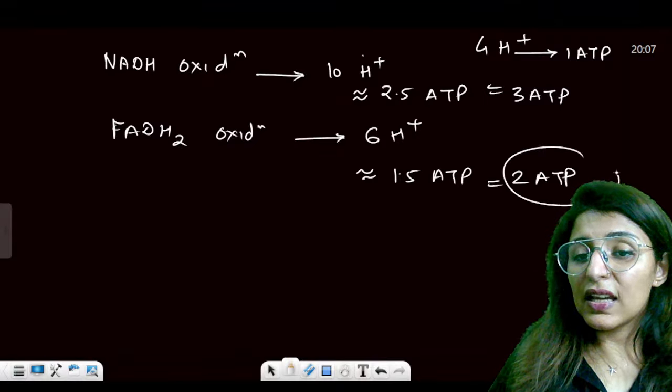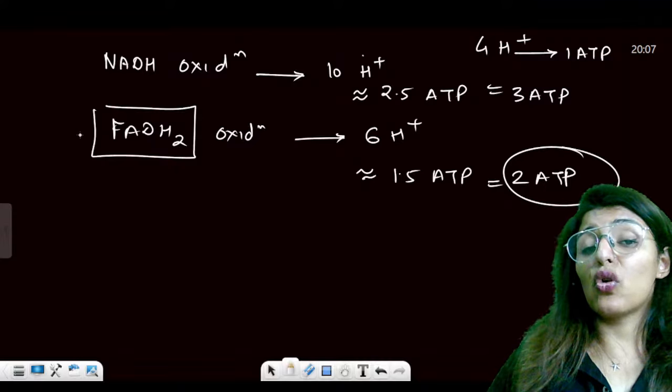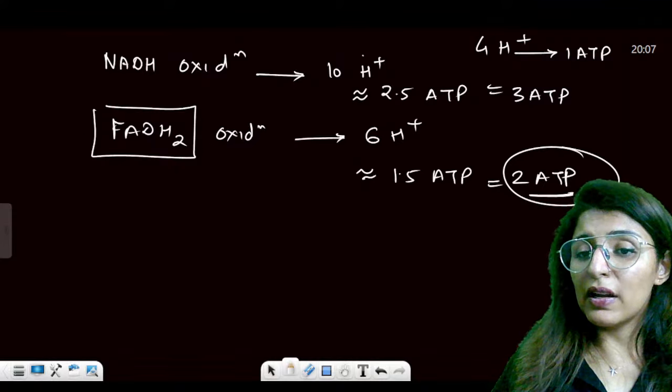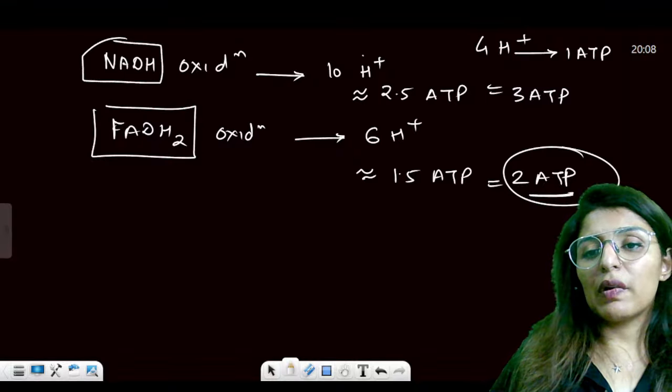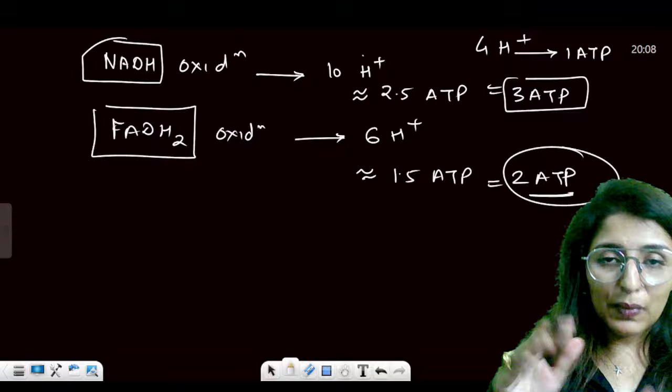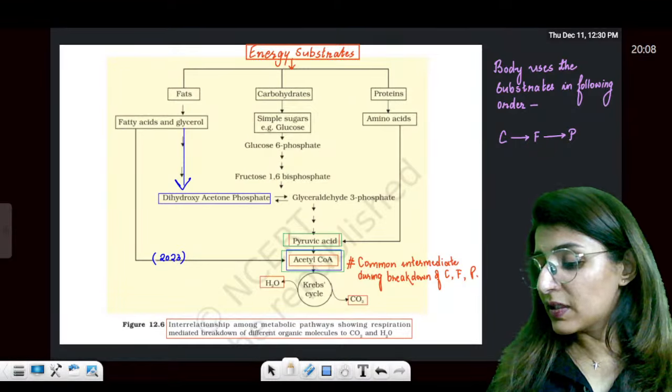So can we say that one FADH2 molecule is equivalent to 2 ATP and one NADH is equivalent to 3 ATP? Yes or no? Please tell me if these points are clear to you.